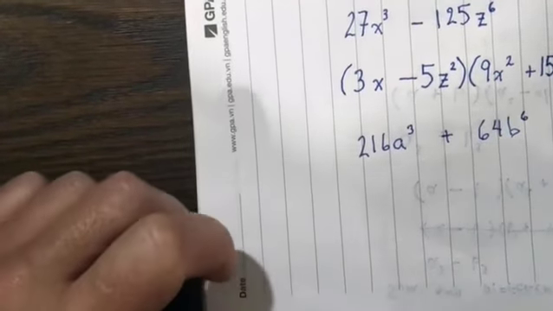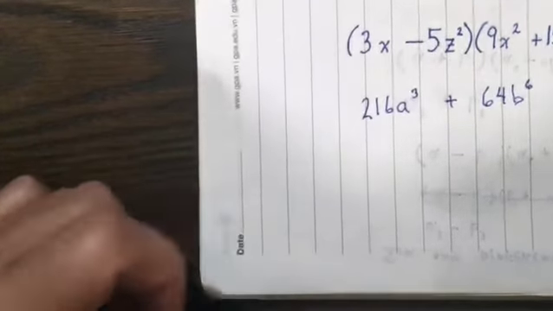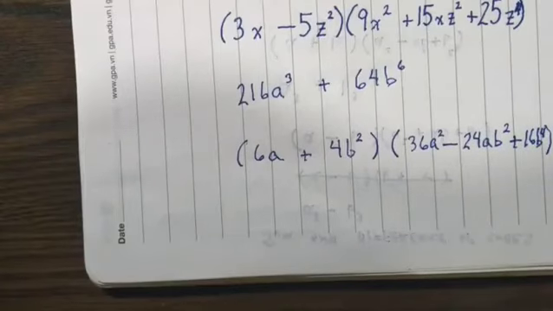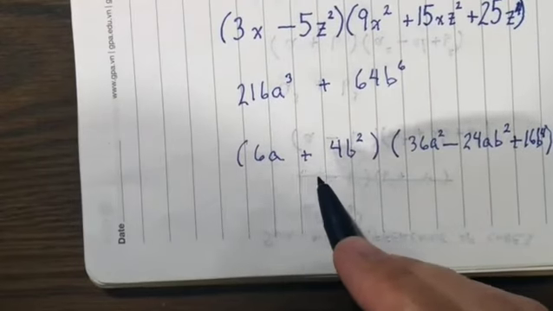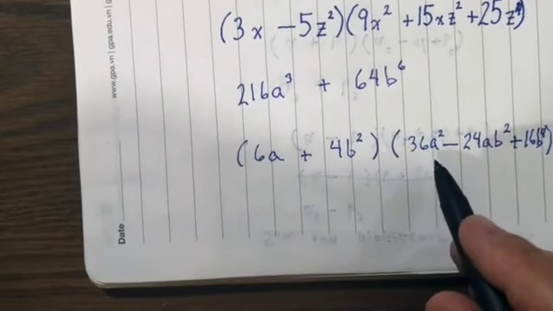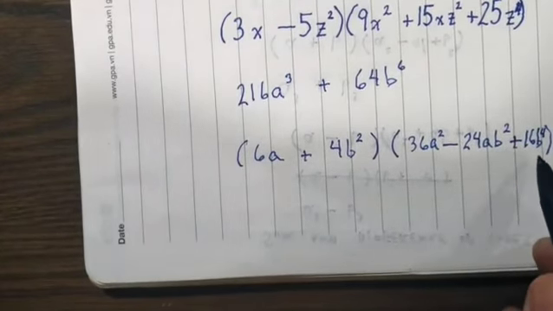Please try this next one. This is a sum of cubes. Try to factor it completely. And the last one should look like this. 6a plus 4b squared, 36a squared minus 24ab plus 16b to the fourth.